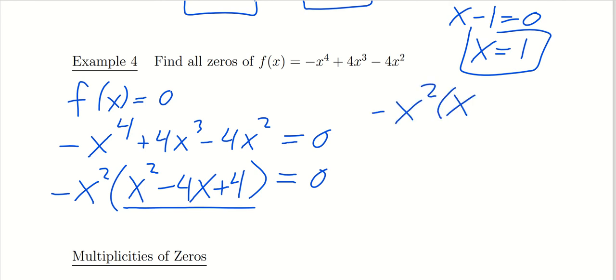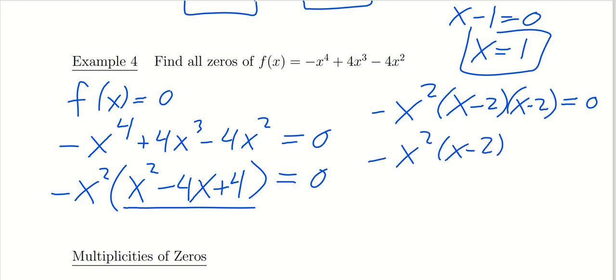This factors as x minus 2 times x minus 2, which is equal to 0. And if you wanted to, you could write it in exponential notation because we have a repeated factor here. We get negative x squared times x minus 2 squared equals 0. Now we want to set each factor equal to 0 independently, like this.